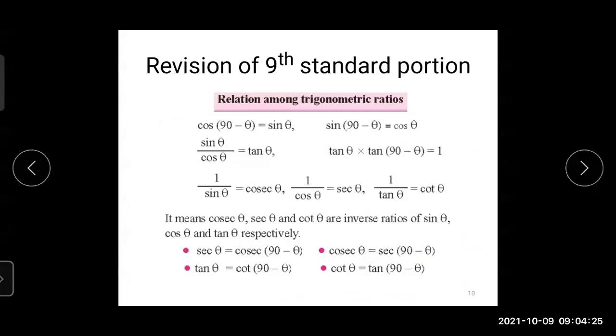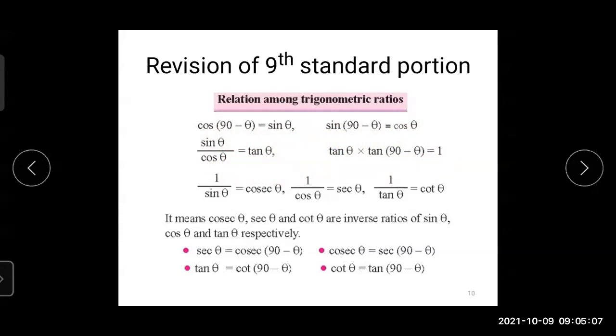Now see here, some trigonometric ratios are given. That is, cos 90 minus theta is equal to sin theta. Sin 90 minus theta is equal to cos theta. If we are writing cos 90 minus theta, it will be equal to sin theta. And if we want to find sin 90 minus theta, it will be equal to cos theta. And sin theta upon cos theta is equal to tan theta. In the same way, tan theta into tan 90 minus theta is equal to 1. So these are some trigonometric ratios which you will have to learn, and you have to keep in mind. All the questions will be based on this, and you have already studied this in 9th standard.